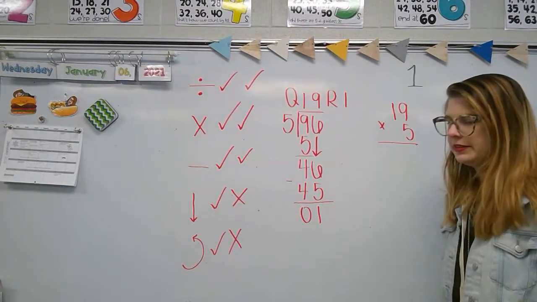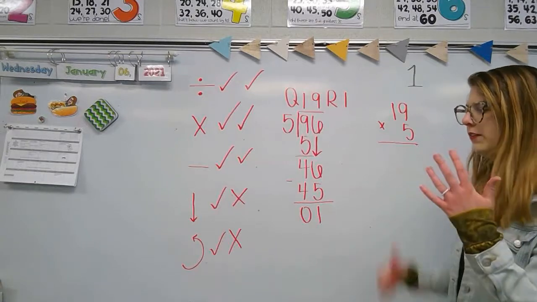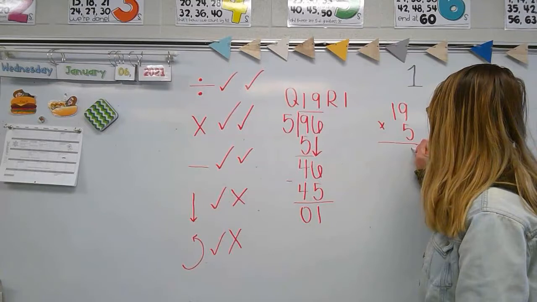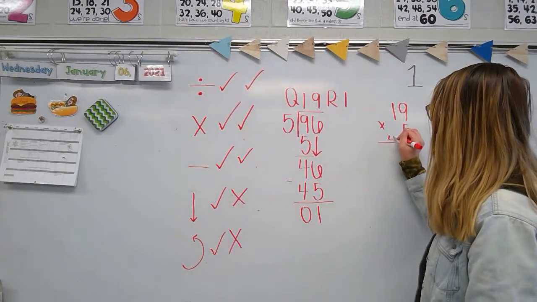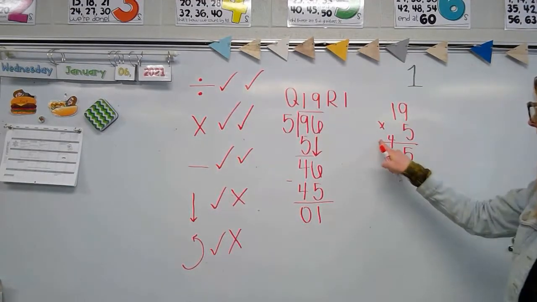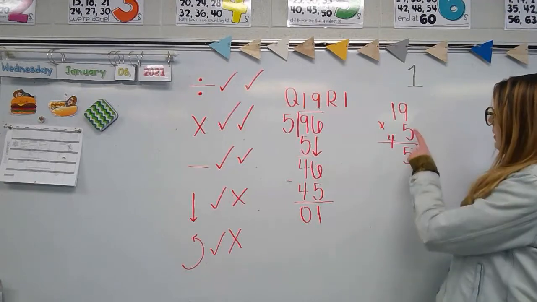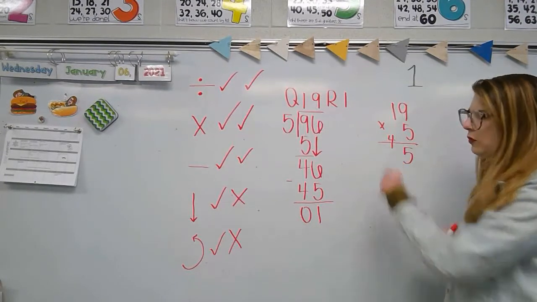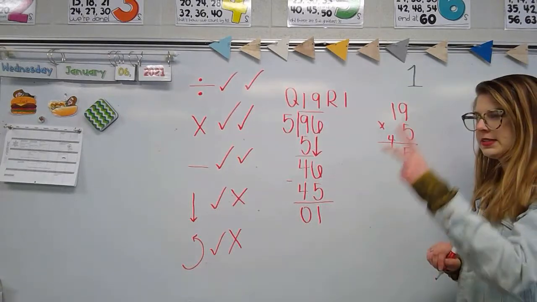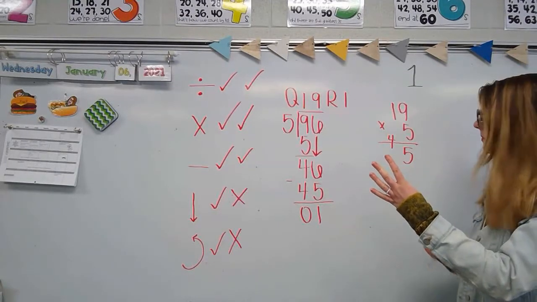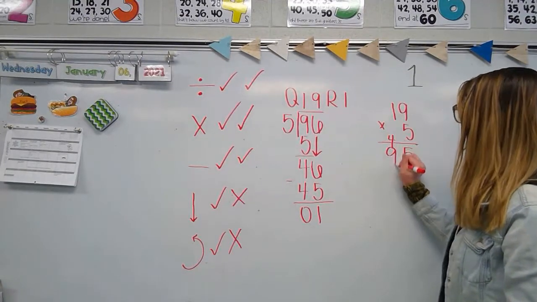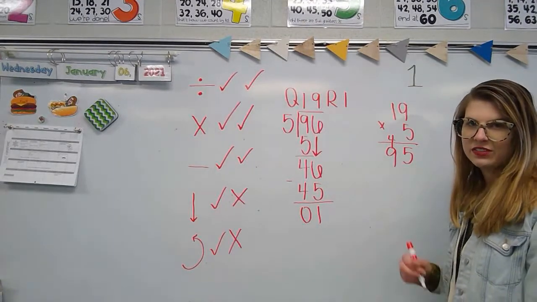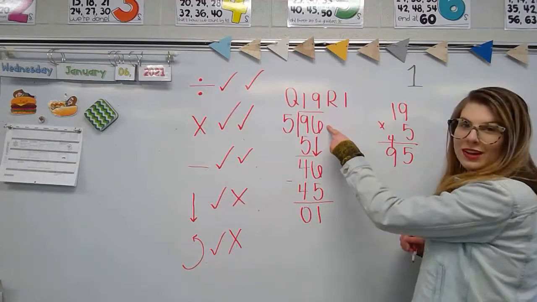5 times 9. 5, 10, 15, 20, 25, 30, 35, 40, 45. Since it's 2 digits, I'm going to carry it over. Okay. 5 times 1 is 5, plus 4 more. 5, 6, 7, 8, 9. Ugh. Well, look at this. I get 95 as an answer, but my whole number is 96.